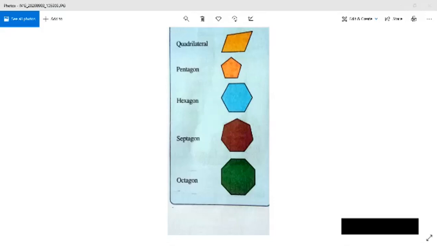Next, another shape. How many sides? Seven. A seven-sided shape is called a septagon. Next one, eight sides. It has eight corners. That shape is called an octagon. Tell it one time: octagon.